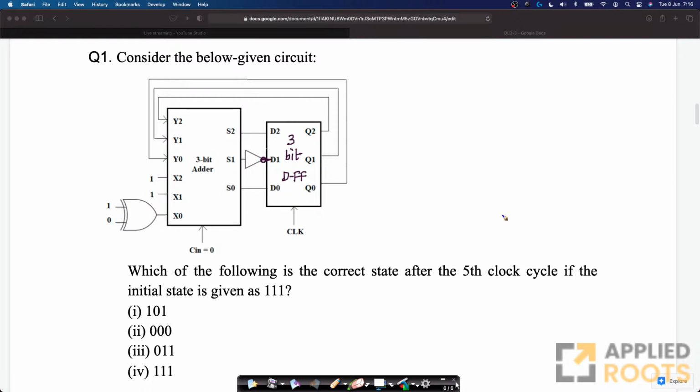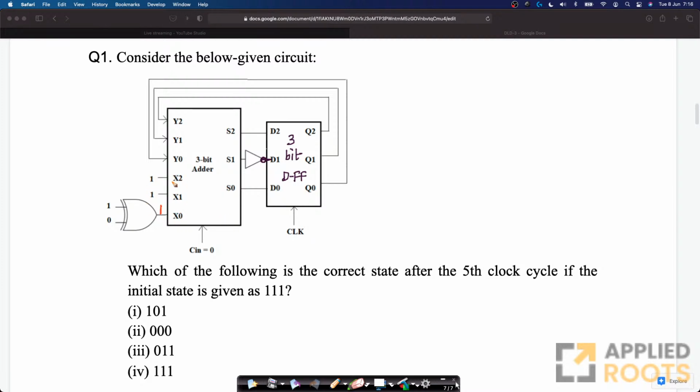So the question clearly says, which of the following is a correct state after the 5th clock cycle? Anyway, let's solve it, guys. This is slightly tricky. I can imagine that. By GATE standard, this is typically medium/tricky. First and foremost, 1 XOR 1 is 1. Right? That's the first observation.